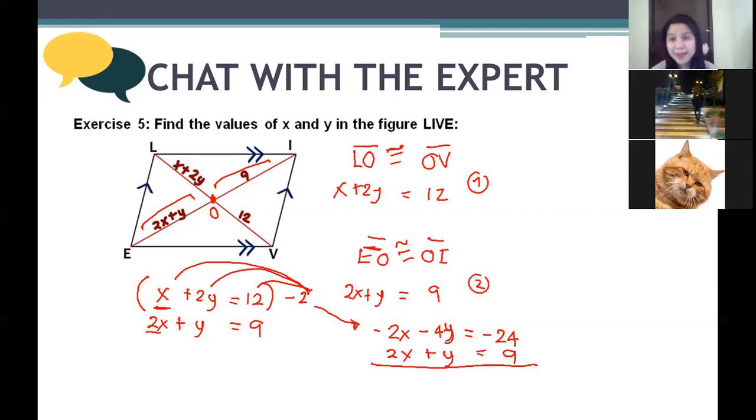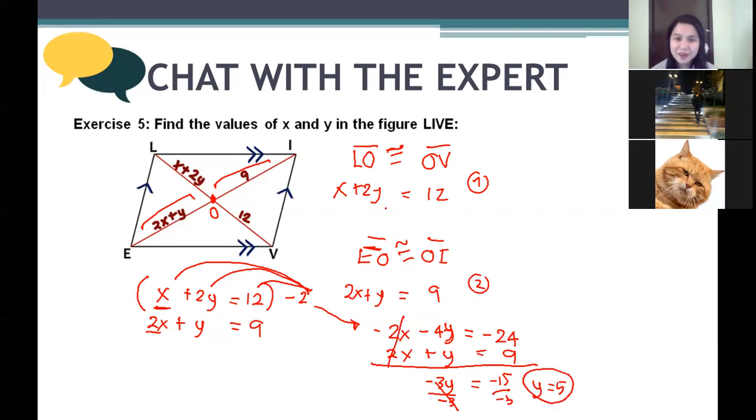So -2x plus 2x cancel. -4 plus 1, that's -3y. -24 plus 9, that is -15. Divide all by -3, so our y is equal to 5. We now have our y.